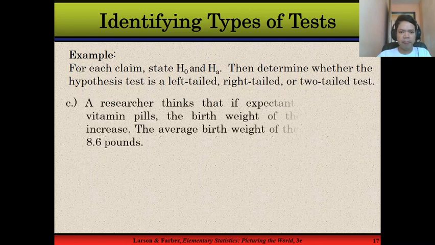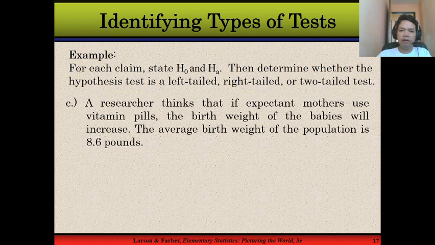Okay, next. A researcher thinks that if expectant mothers use vitamin pills, the birth weight of the babies will increase. The average birth weight of the population is 8.6 pounds. Okay, so basahin mabuti. Tatranslate natin yung verbal into mathematical. So yung researcher daw, ang sabi niya, he thinks that if expectant mothers use the vitamin pills, the birth weight of the babies will increase. So ibig sabihin, the birth weight will increase. So ibig sabihin, that will be greater than 8.6. Okay, so greater than 8.6, wala naman siya equal sign, right?